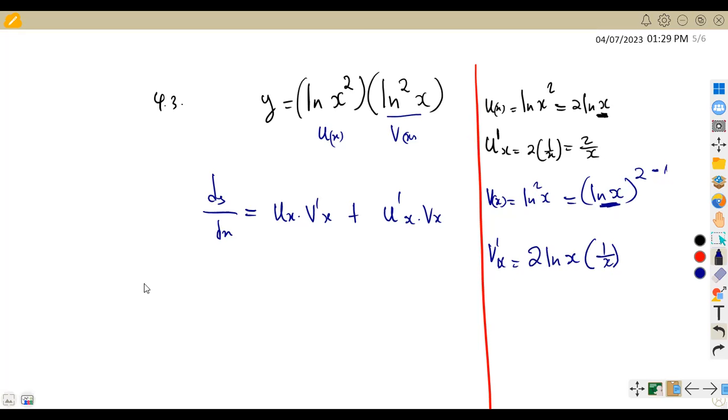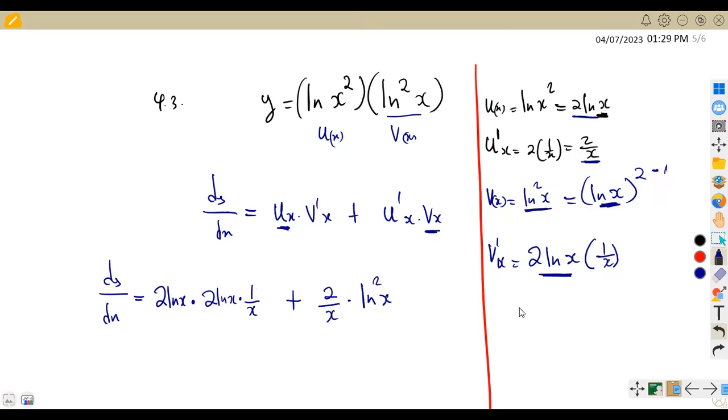Let's take this back to our formula. So our dy/dx is going to be equal to u(x). Our u(x), we said, is 2 ln x. So this is 2 ln x times the first derivative of v, which is the one we got here: 2 ln x times 1 over x. This is what we got. Plus, we move on. The first derivative of u here is 2 over x. So this is 2 over x times v(x). Our v in this case is ln squared x. Okay, so this is what you're going to have.